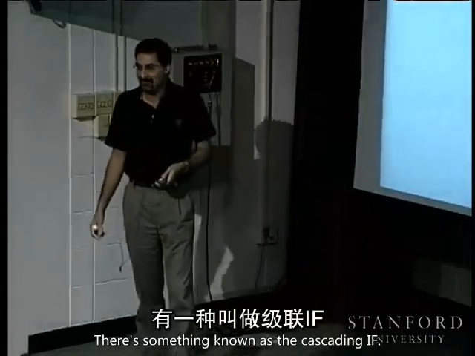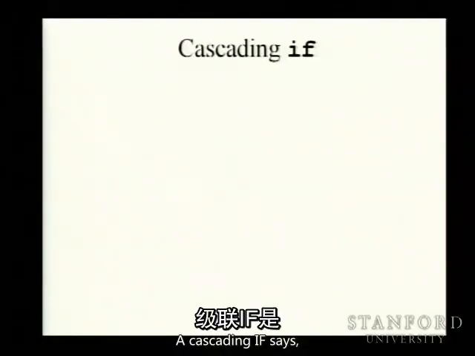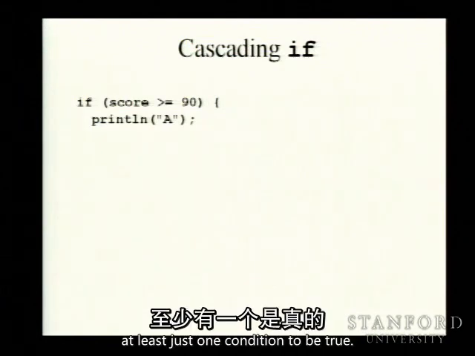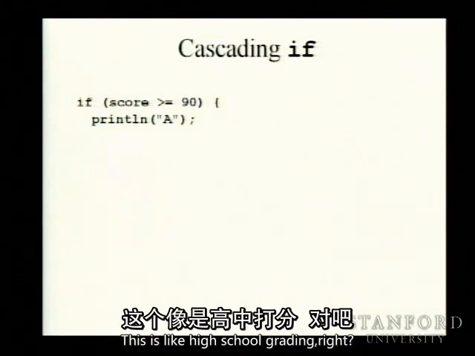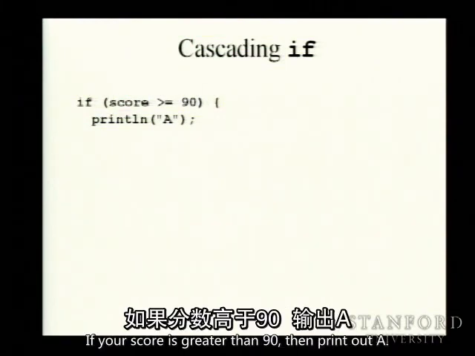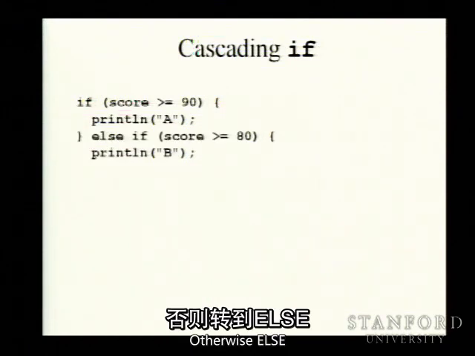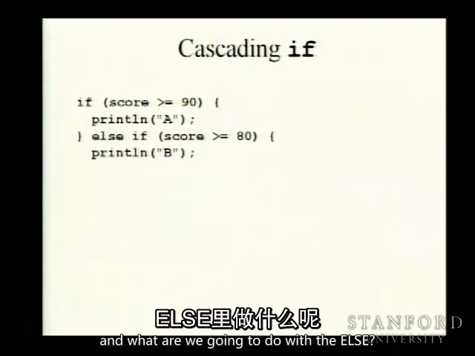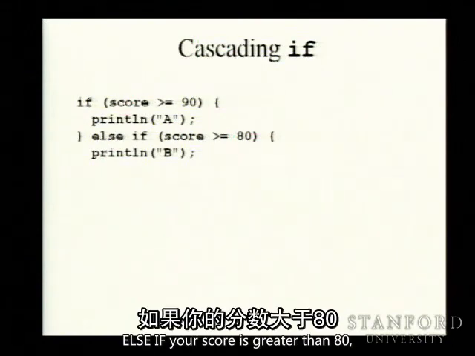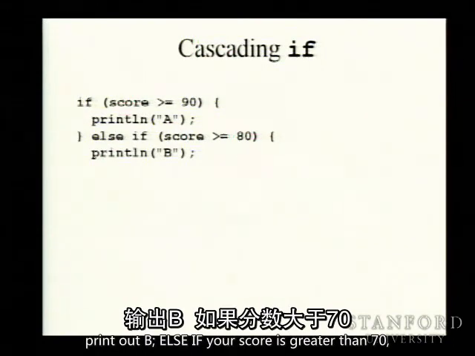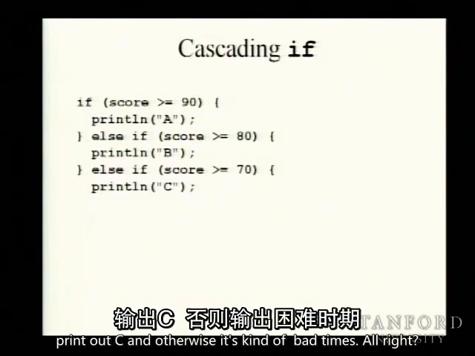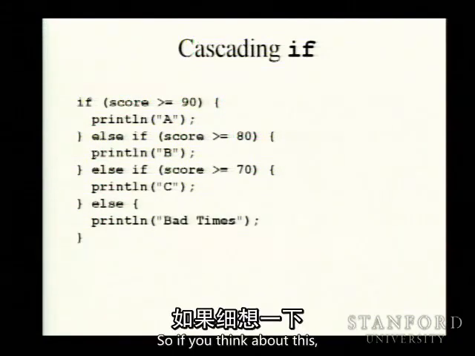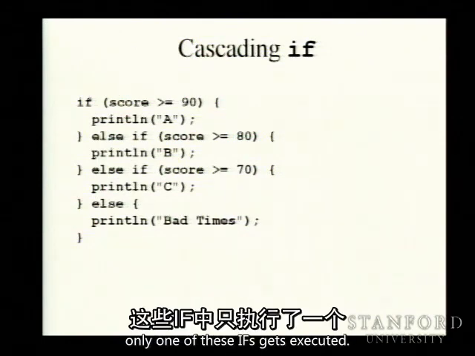There's something known as a cascading if. This is kind of funky. A cascading if says, what I want is I'm going to check for just one condition to be true. So I'm going to start off with something that looks like a regular if. This is like high school grading, right? If your score is greater than 90, then print out A. Otherwise, else, and what are we going to do with the else? We're going to do another if. Else, if your score is greater than 80, print out B. Else, if your score is greater than 70, print out C, and otherwise it's kind of, well, bad times. All right? So if you think about this, only one of these ifs gets executed.